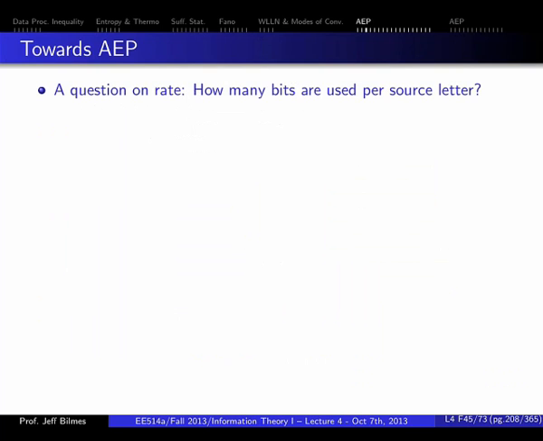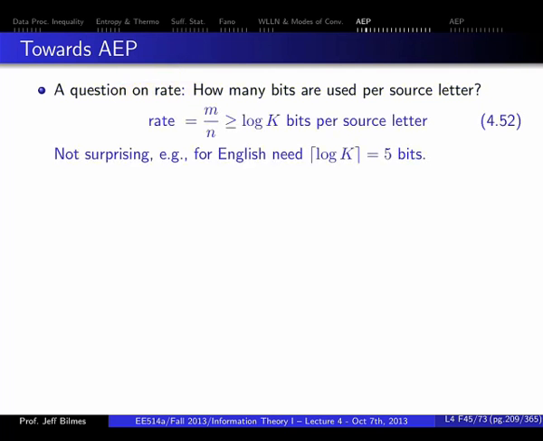So let's now talk about rate. The notion of rate is also sometimes seen as confusing, so we want to define what we mean by rate. The rate is the number of bits used per source letter. Does anyone know what that would be? How many bits? m. How many source letters? n. So that basically means that the rate of doing this would be log k bits per source letter.